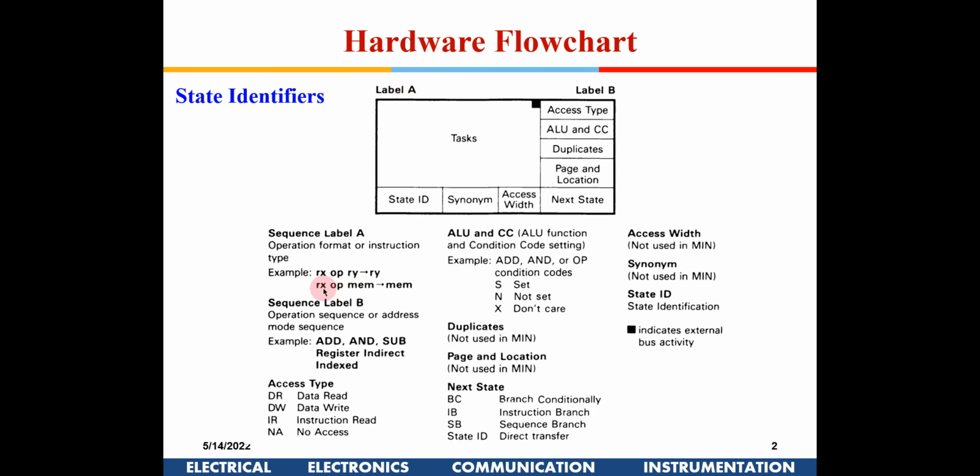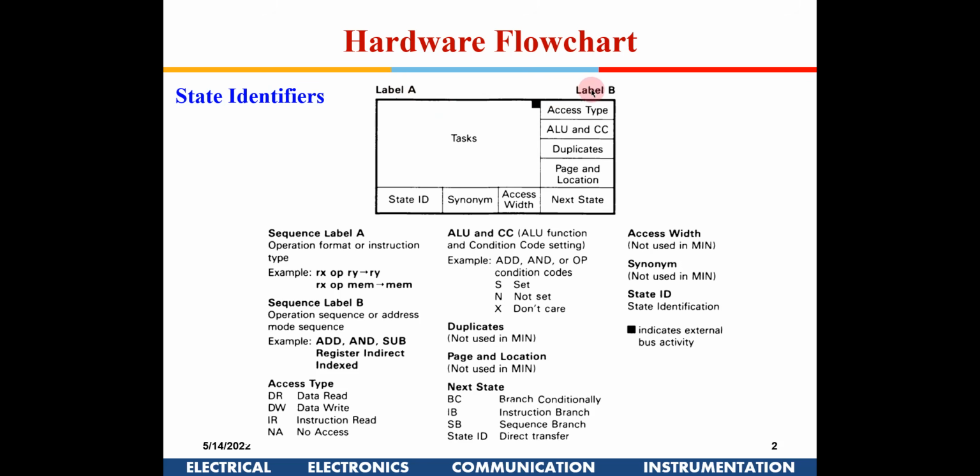Similarly, if I give one more example here, Rx op memory. Now, op is generally an add or whatever is the operation which we need to do. Rx operation memory, and the final result is to be stored in memory. Okay, so that is clearly written here. So what are the two things on which the operation needs to be done, and where the final result needs to be stored, that is indicated here in label A.